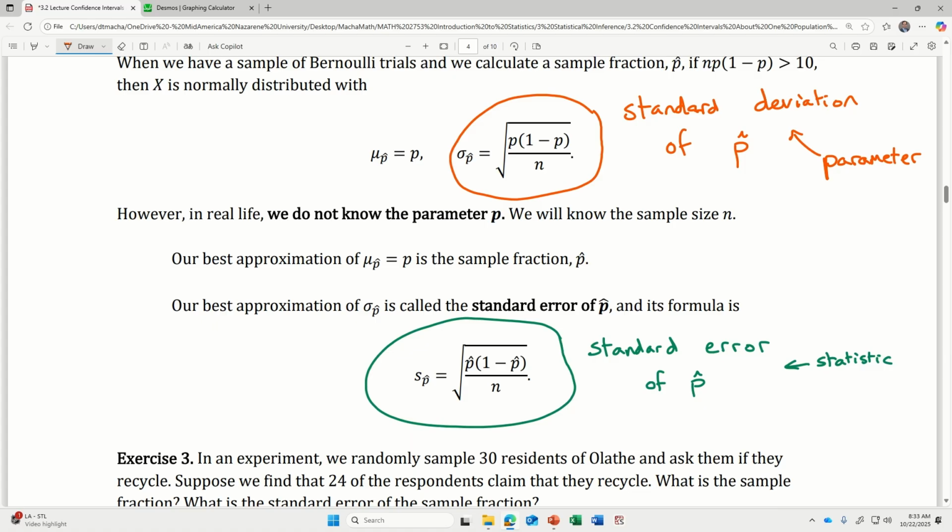So the standard error of the sample fraction is just the same formula, but you change the p's to p hats. That makes sense? Okay.